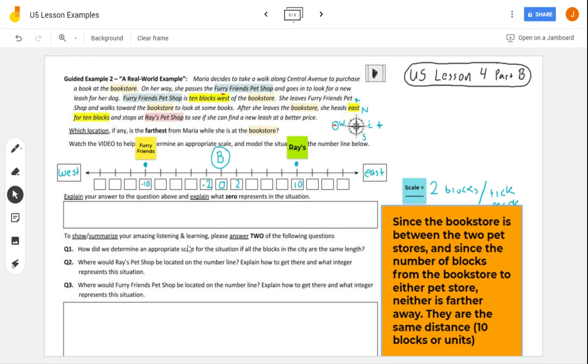Now, we also talked about why we chose to count by twos and how that was an appropriate scale for this particular picture. We talked about how to get to Ray's pet shop and the Furry Friends pet shop and what integers were represented there. What I would like you to do is choose two out of these three questions and summarize what you heard. If you need to rewatch this video in order to do that, that's fine.